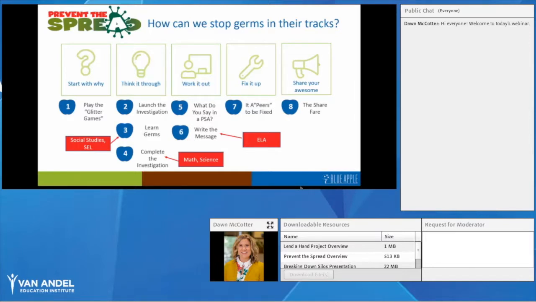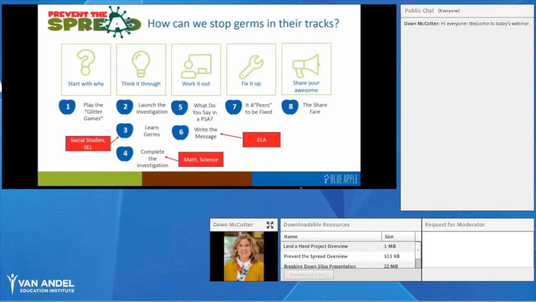And then they learn about germs. What are germs? How do they spread? How can we prevent them? And then bringing in those industry experts, those healthcare professionals, to help them get that knowledge they need to create their PSA. And then they complete that investigation. They analyze their data, they construct explanations, and they can use that information in their planning of their PSA.